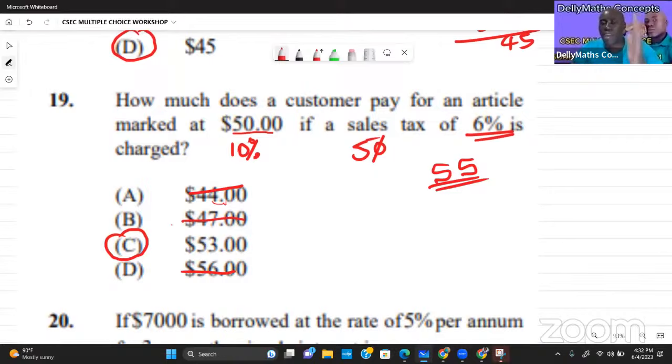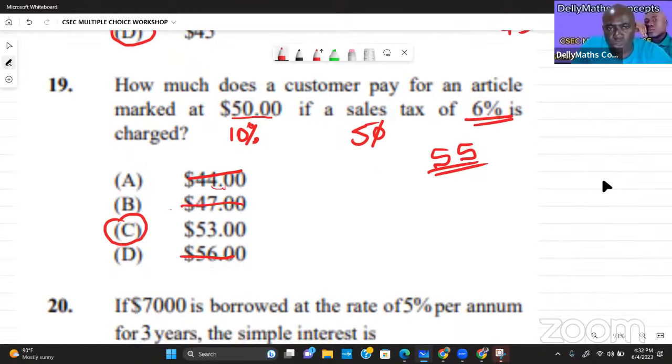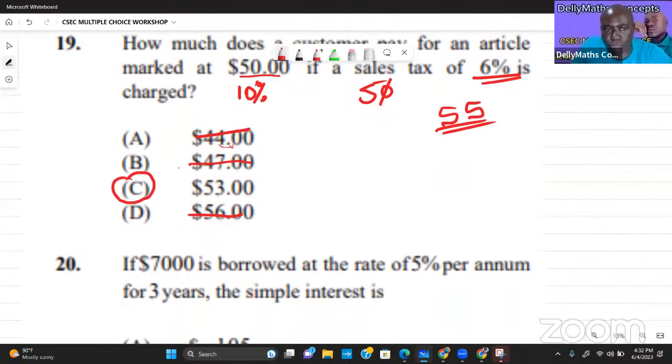Anything 55 or over is wrong because I'm going 6% and 10% is 55. Another thing that you want to think of is there is no way you're going to pay tax and pay less than what the thing costs. And with that process of elimination, definitely we pick 53 for our answer and we're good. Very, very good to go.